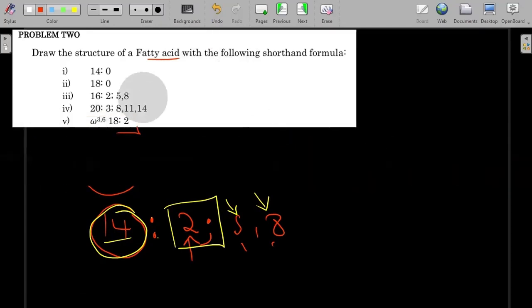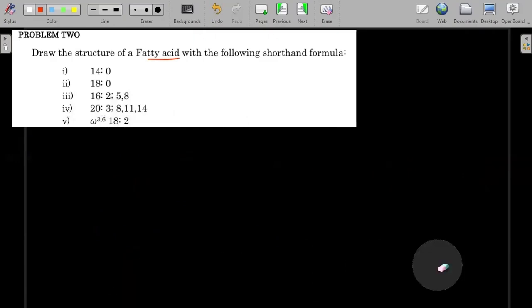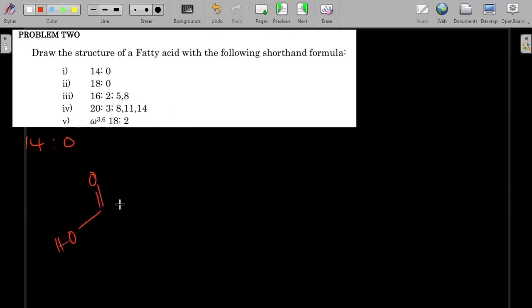Okay, so now let's draw these structures, okay? Fast. All right, so we start with the first one. So the first one, they're just saying 14:0. So it just has 14 carbons, okay, and no double bonds. So the one which is here is 1, 2, 3, 4, 5, 6, 7, 8, 9, 10, 11, 12, 13, 14. So this is the structure of the first one, okay?